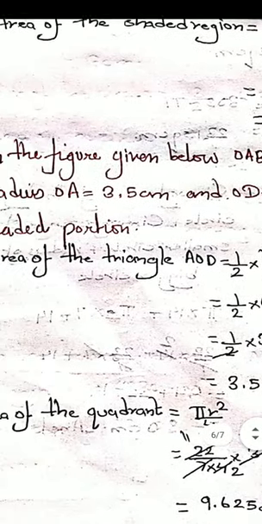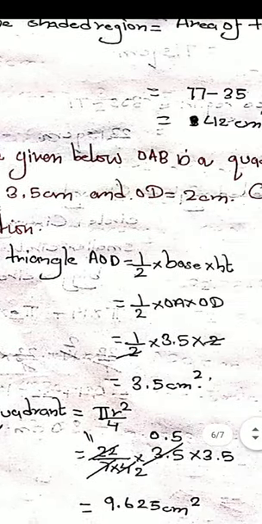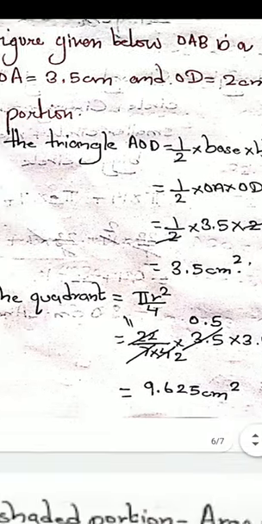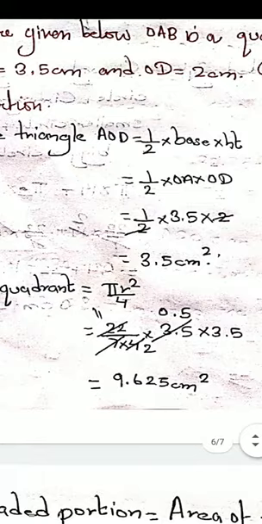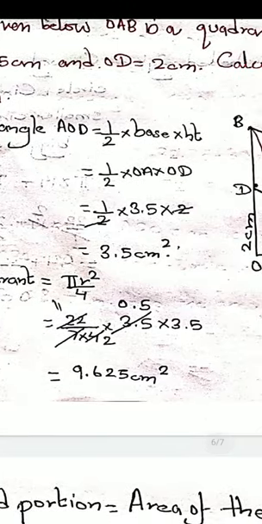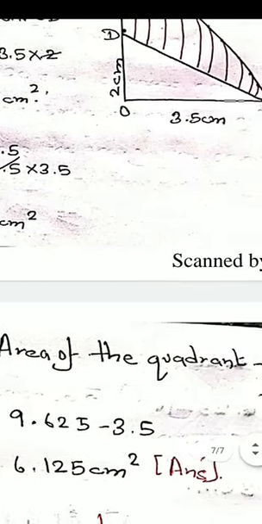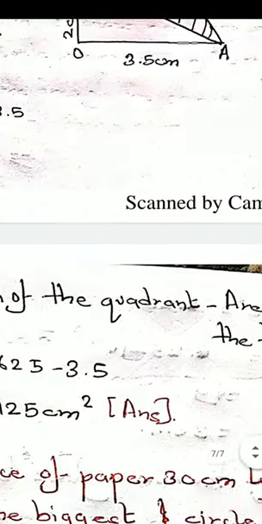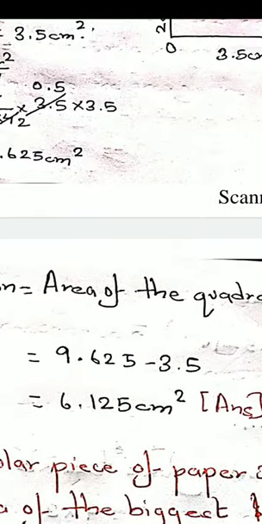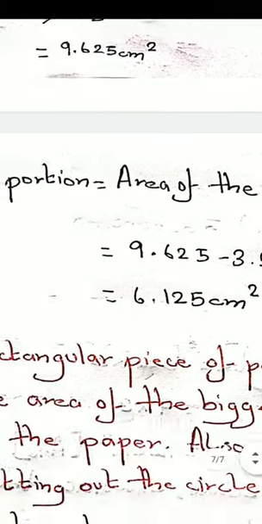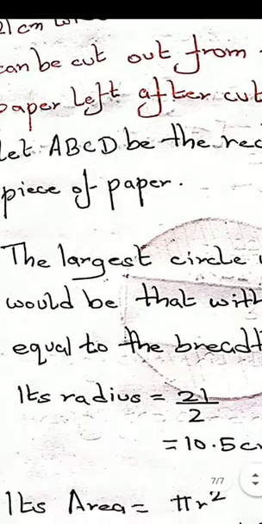Yes, so I'm going to calculate the area of the triangle AOD equals half into base into height. So this will turn out to be 3.5 centimeters square. Again, area of the quadrant equals pi r square by 4. So 22 by 7 into 4 into 3.5 into 3.5, 9.625. So area of the shaded portion equals area of the quadrant minus area of the triangle. So equals 9.625 minus 3.5 equals 6.125 centimeters square. I hope you are clear with this. So let's take the last problem.